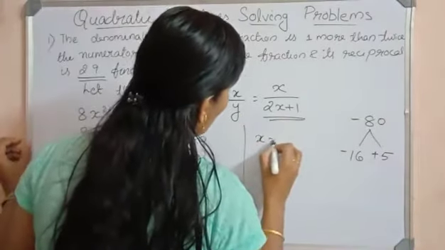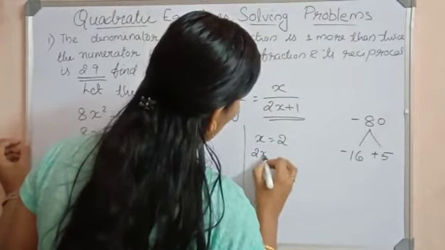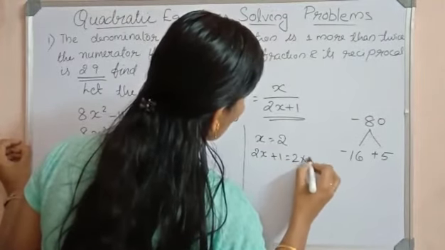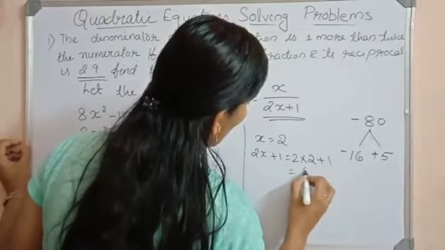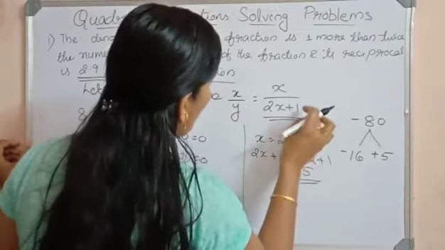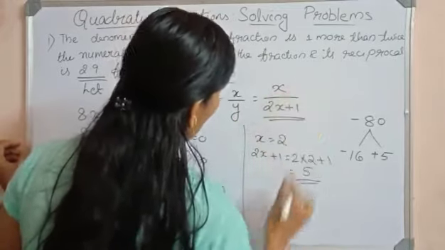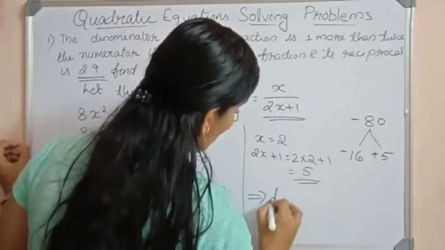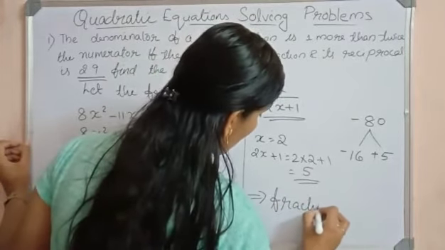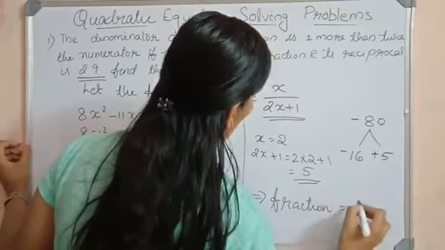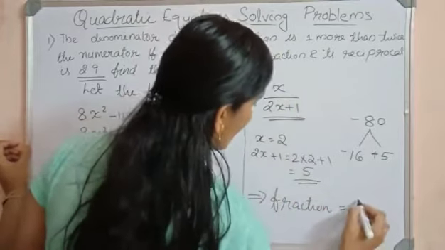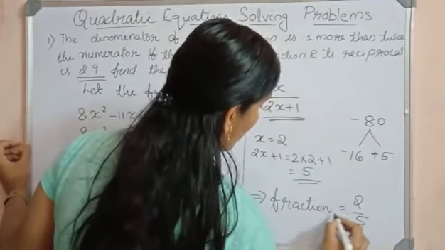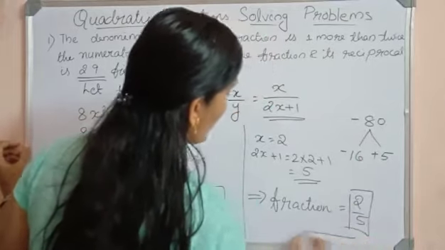X is equal to 2 and 2x plus 1 is equal to 2 into 2 plus 1, and that's equal to 5. So the denominator is 5 and the numerator is 2. This implies the fraction is equal to x by 2x plus 1, that is 2 by 5. This is the positive fraction that we are getting.